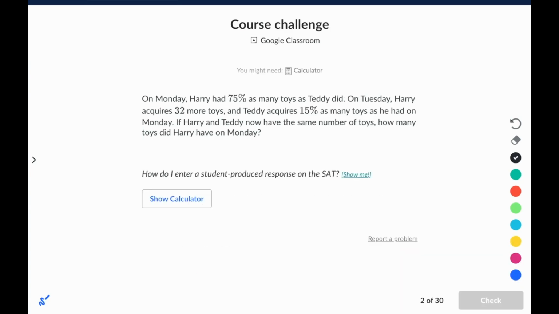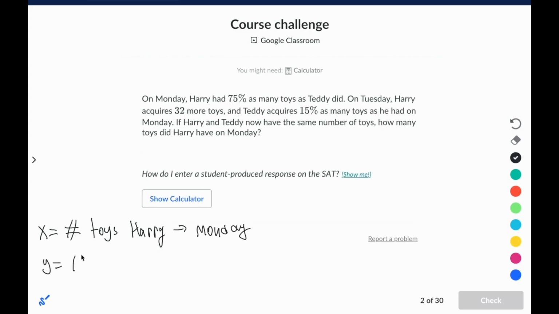Okay, question 2. On Monday, Harry had 75% as many toys as Teddy did. On Tuesday, Harry acquired 32 more toys, and Teddy acquired 15% as many toys as he had on Monday. If Harry and Teddy now have the same number of toys, how many toys did Harry have on Monday? All right, so first of all, let's set some variables. Let's say that X is the number of toys Harry had on Monday.